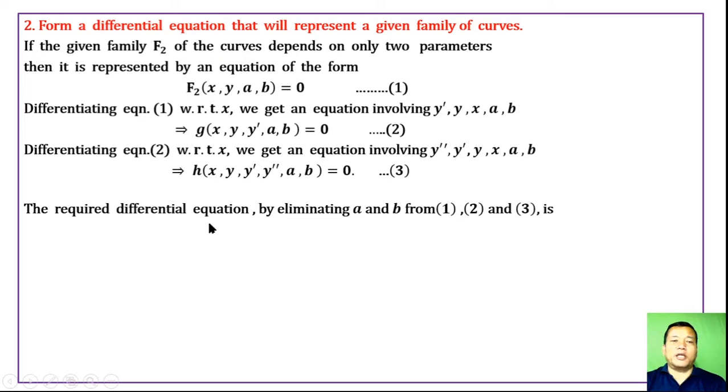The required differential equation, by eliminating a and b from equation 1, equation 2 and equation 3, is an equation of the form f of x, y, y dash, y double dash equal to 0. After eliminating the arbitrary constants, an equation containing the derivatives, dependent variable and independent variable is the required differential equation.